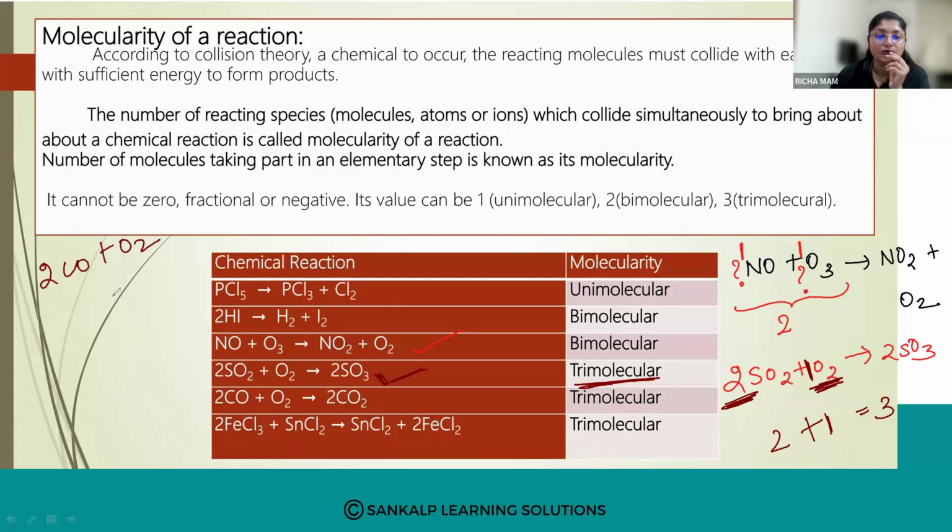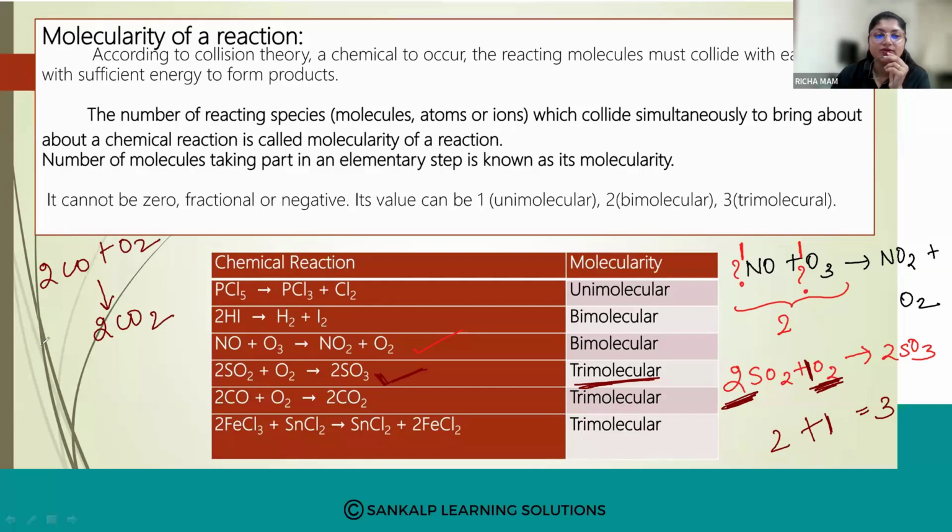2CO plus O2 giving you 2CO2. That is carbon monoxide plus oxygen. When it combines, it gives you 2 carbon dioxide. Okay, 2 moles of carbon dioxide. So can we calculate? Yes.